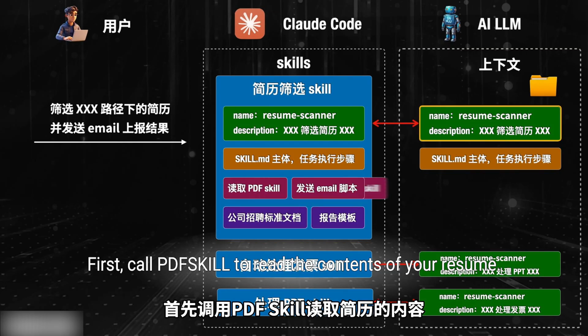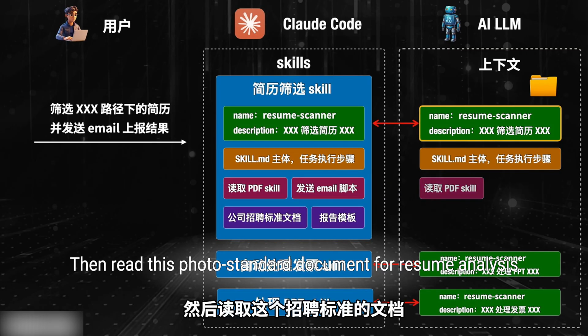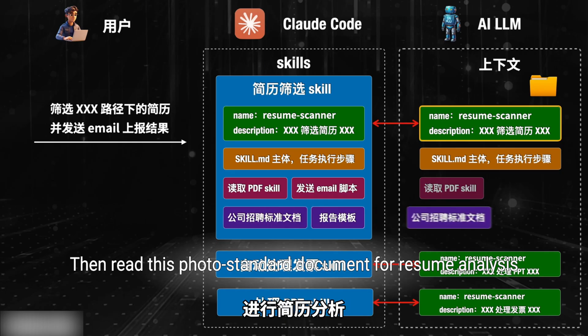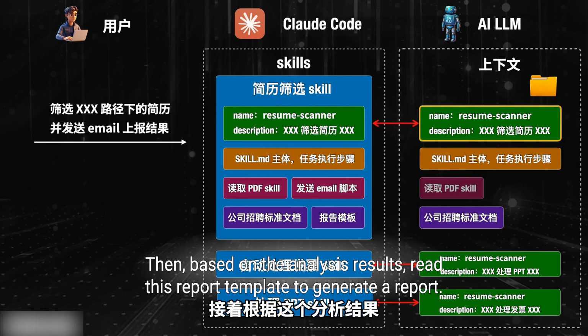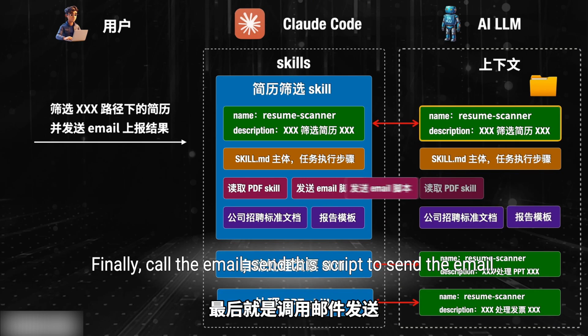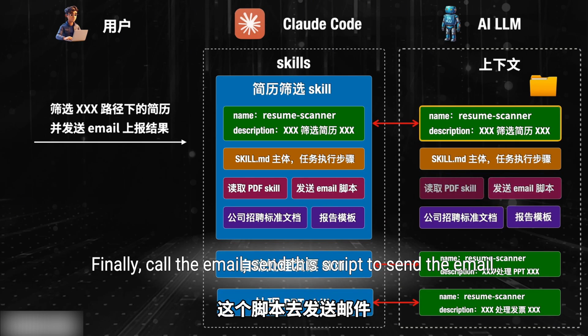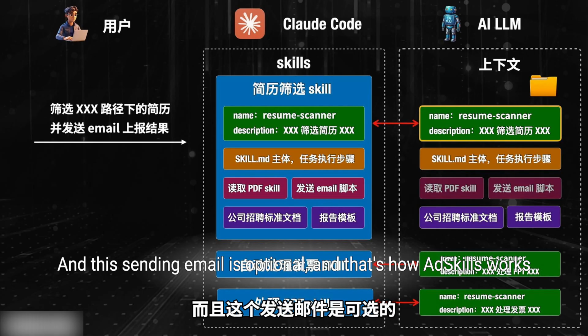Then it processes according to the settings in SKILL.md. First, call the PDF skill to read the contents of the resumes. Then read the screening standard document for resume analysis. Then, based on the analysis results, read the report template to generate a report. Finally, call the email script to send the email. And sending the email is optional. That's how agent skills work.